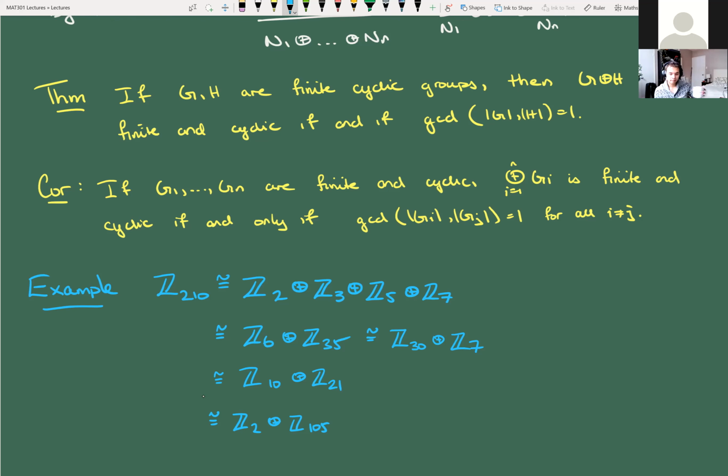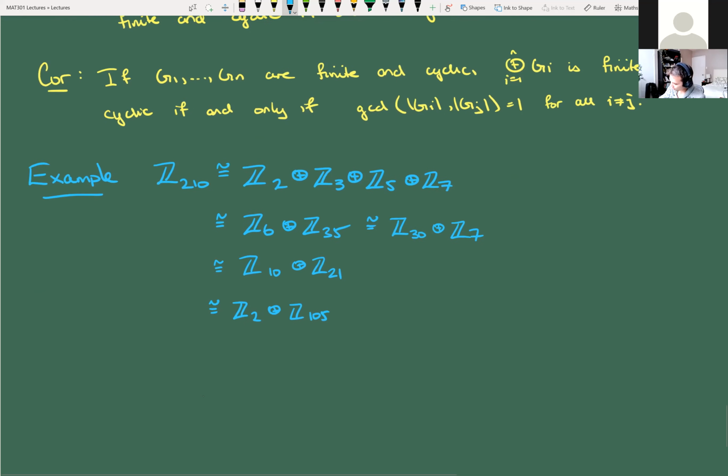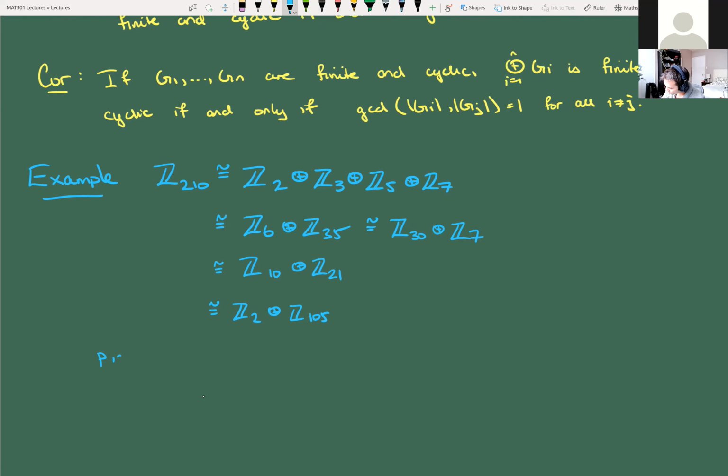Right? So that's super nice. That's super, super nice. And basically, I kept alluding to this. What you can immediately see, for example, is that if P and Q are primes, then Z_PQ is Z_P plus Z_Q, right? And generally that works for any product of primes.